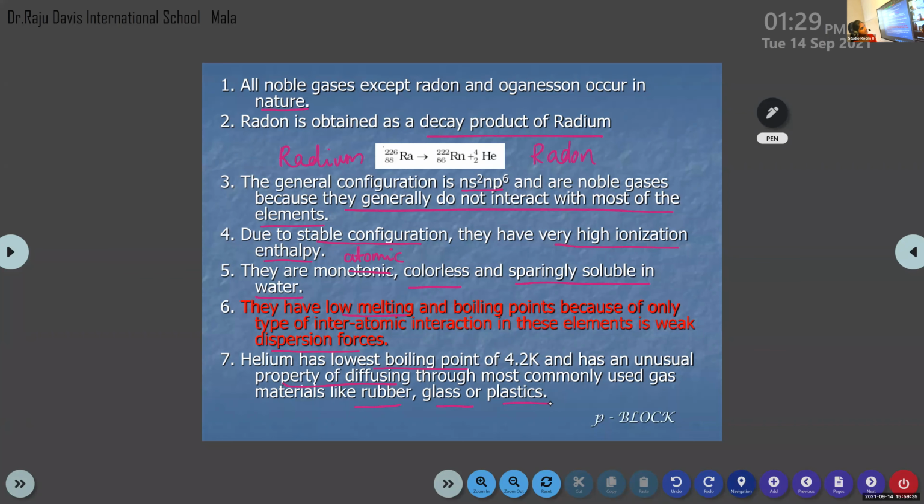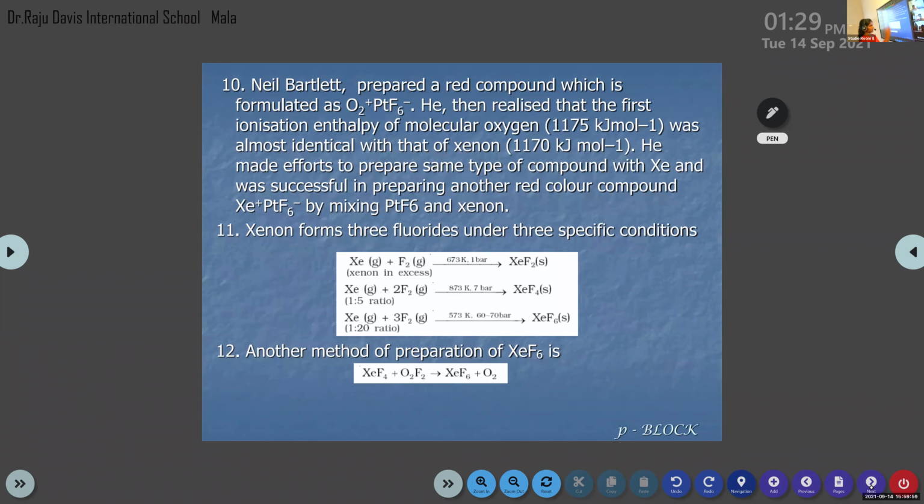This is clear? Yes. Then we are moving to chemical properties. Michael, have you completed? Yes, ma'am. Okay, okay.